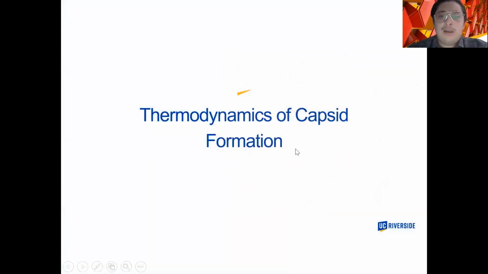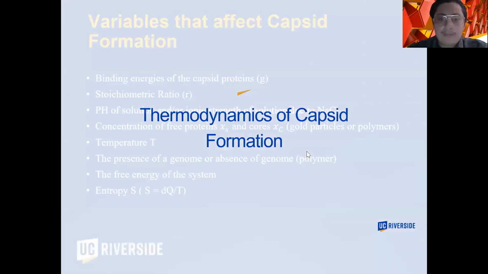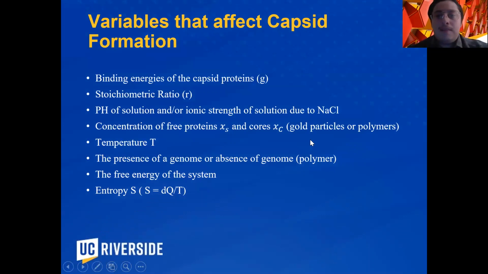Now I'd like to talk about the thermodynamics of capsid formation. Variables that actually impact the capsid formation would be the binding energies, I'll get to that in a little bit, the stoichiometric ratio, the pH of a solution, and the ionic strength of a solution due to sodium chloride or salt. The concentration of free proteins, which are basically just floating around in solution, and the core particles. Core particles act like a genome. They can either be gold particles or any type of polymer that actually functions as that. The temperature, free energy of the system, and the entropy.